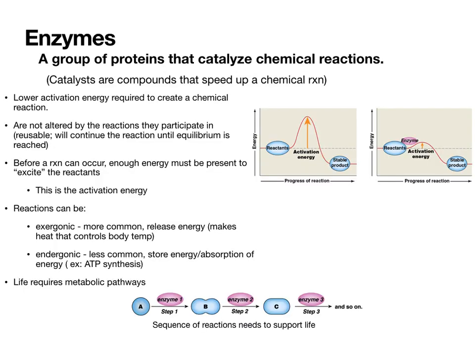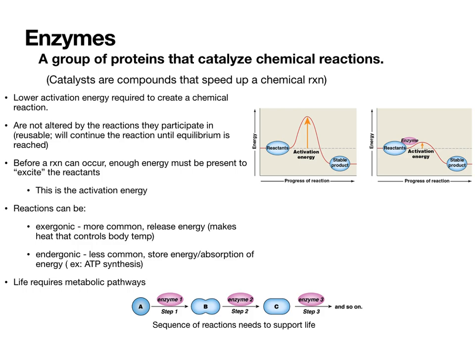All right, so now we're going to move on to enzymes. Enzymes are a group of proteins that catalyze chemical reactions. They are catalysts that are compounds that speed up a chemical reaction. So they lower the activation energy required to create a chemical reaction. They are not altered by the reactions they participate in. They're reusable and will continue the reaction until equilibrium is reached.